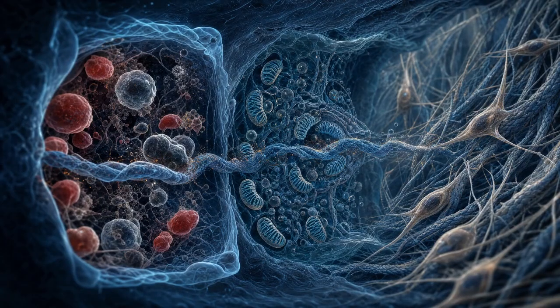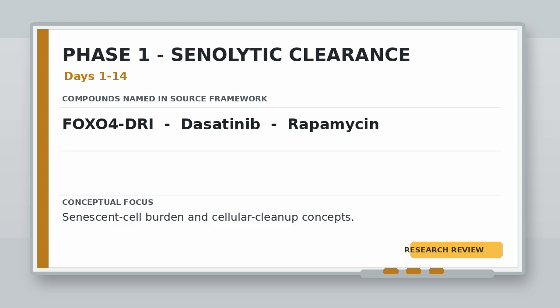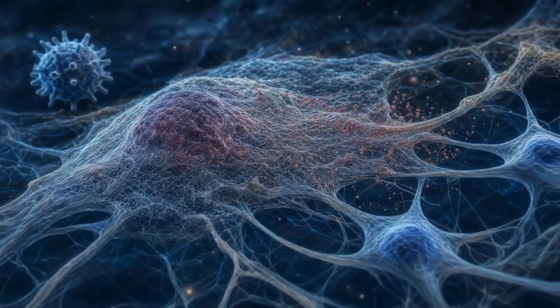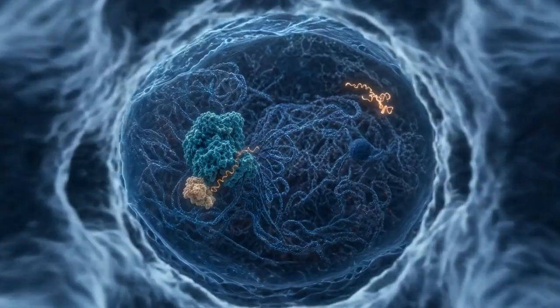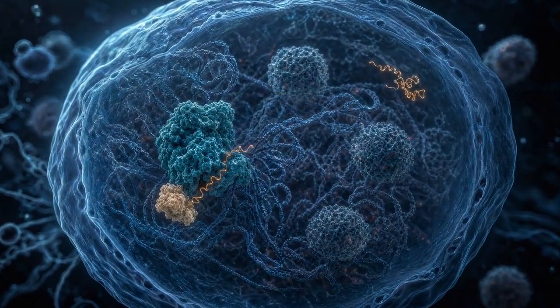Phase 1. Overview. Senolytic clearance. Phase 1, which spans the first 14 days, focuses on eliminating senescent cells, often called zombie cells. These are cells that have suffered irreversible growth arrest, but refuse to undergo normal cell death or apoptosis.